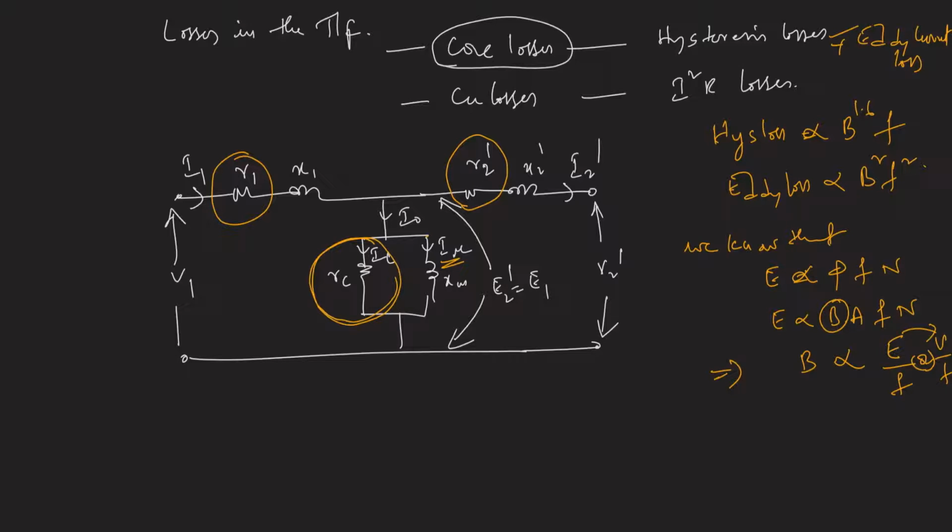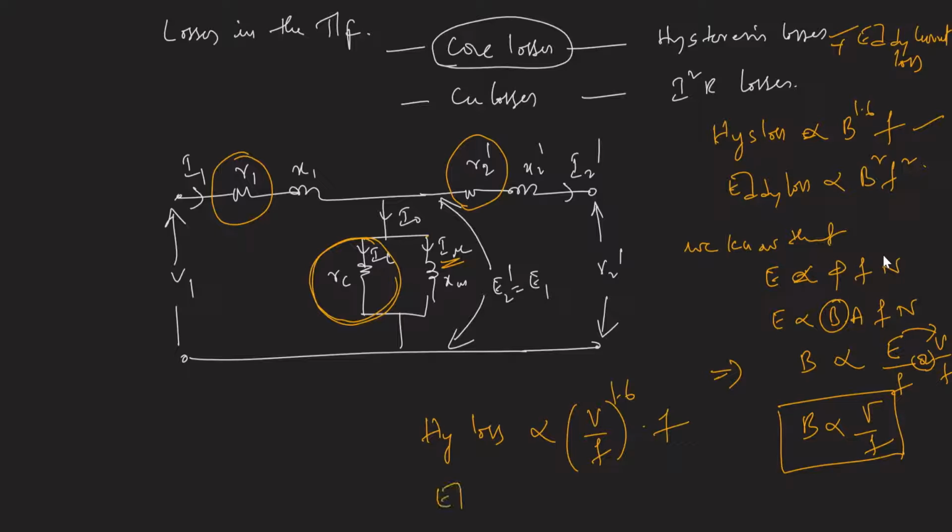Both E and V are almost the same. So B is proportional to V by F. So the flux density in the core is proportional to V by F. Now if I substitute this B here, the hysteresis losses are proportional to (V by F) to the power 1.6, and the eddy current losses are proportional to (V by F) whole squared into F squared.